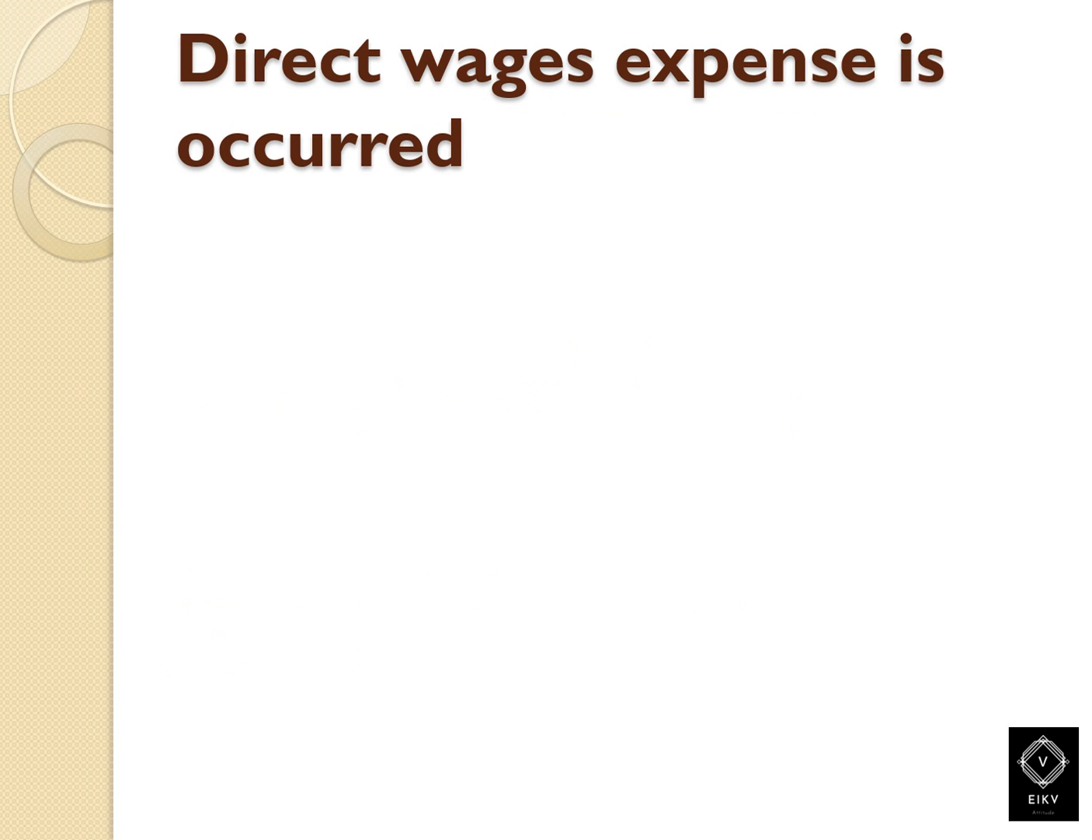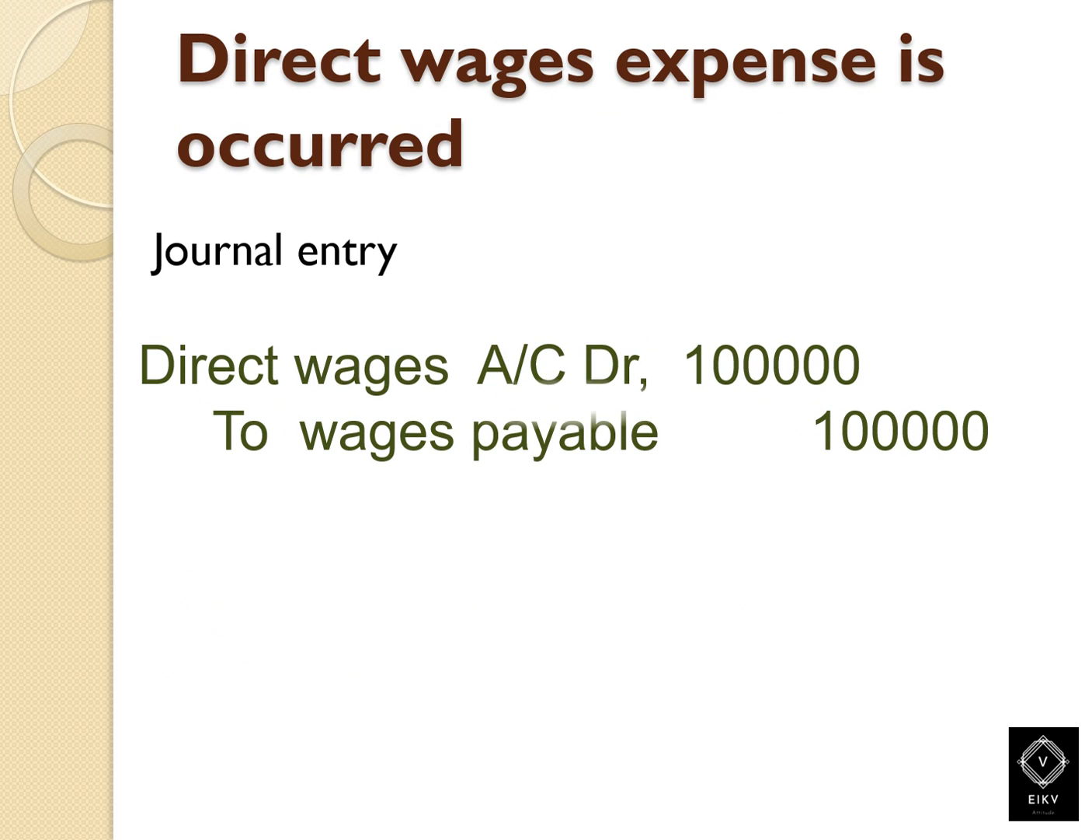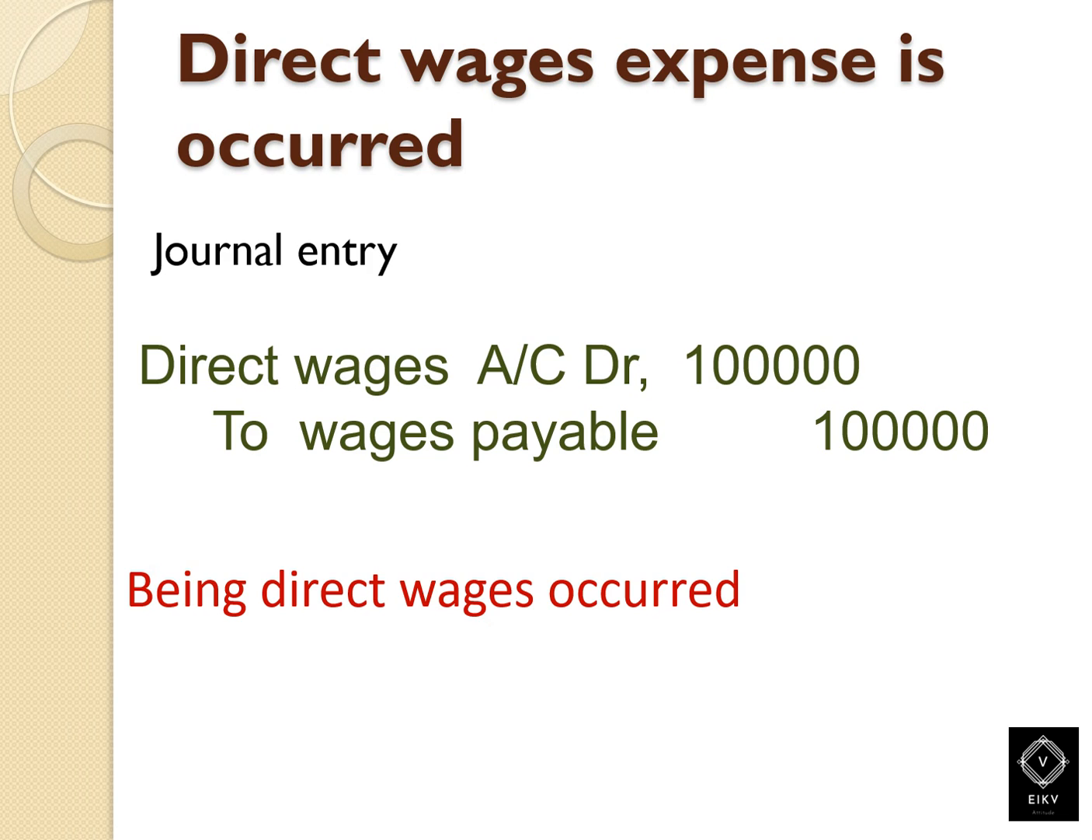Next one, direct wages expense has occurred. Direct wages is a direct expense. Let's see what is happening. What is the journal entry? Direct wages account debit, to wages payable. Direct wages is an expense account, so as per the nominal rules of accounting, debit all expenses and losses. And wages payable is a liability account. Liability increases means we will credit, right? Yes, being direct wages incurred.